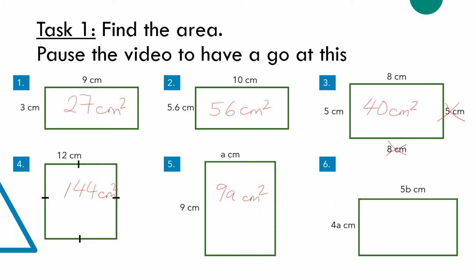And here, 4A times 5B. Well, 4 times 5 is 20, and A times B is AB. Remember in algebra, we don't write the multiplication sign. So it's 20AB, and the units from the question tell us that they're centimetres squared. Make sure you've got all of these correct or you've corrected your answers, and then go on to the next part of the video.